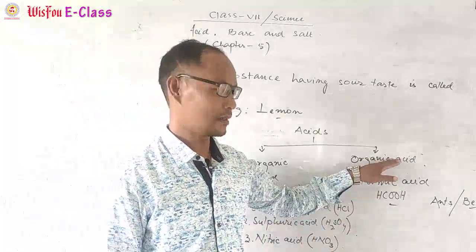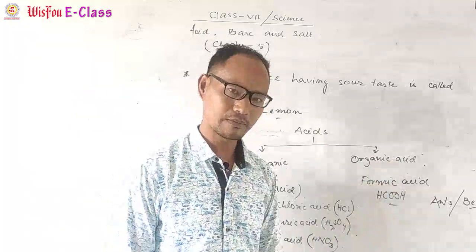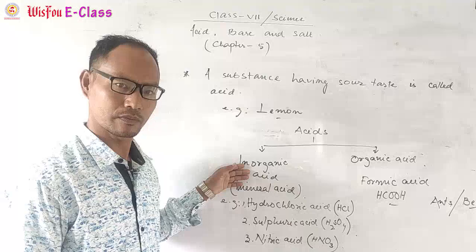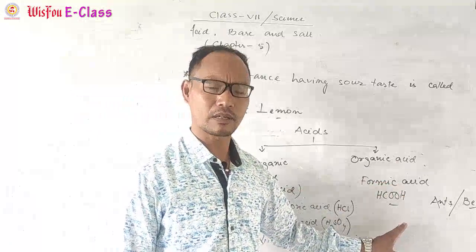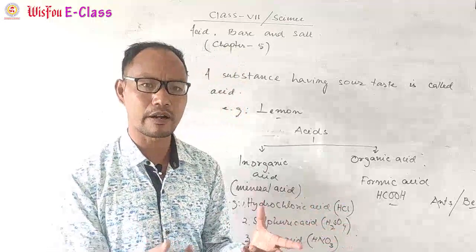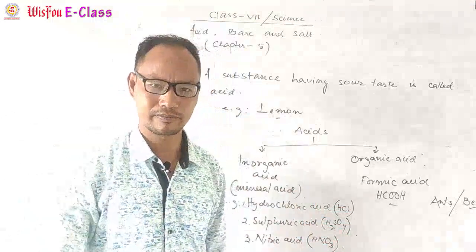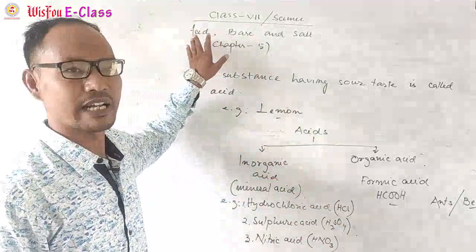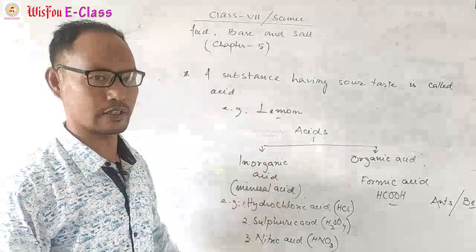So for organic acid, we have the definition of organic acid and an example: formic acid present in ants and bees. In case of inorganic acid or mineral acid, the definition I have already given you, and the examples are three. In case of organic acids, there are lots of examples: formic acid, citric acid, acetic acid, tartaric acid. So many organic acids are there, but they are not mentioned here because of the long and vast kinds of acids. So about acids, a broad spectrum has been discussed.